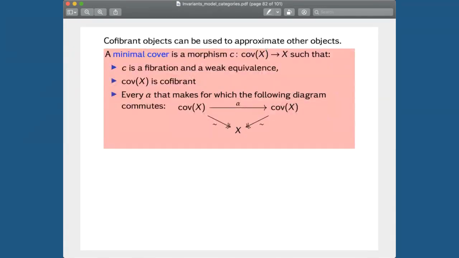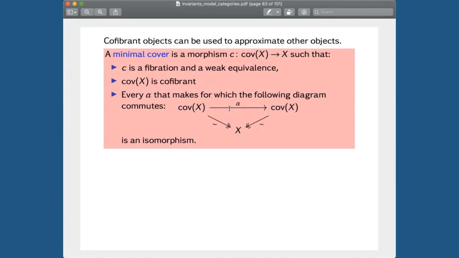I don't know whether you know what the mathematical definition of minimality is. Minimal objects are those such that every endomorphism is an isomorphism. I want that approximation to be minimal in this sense. That means that every map alpha that makes this triangle commutative has to be an isomorphism. That's what I call the minimal cover approximation.